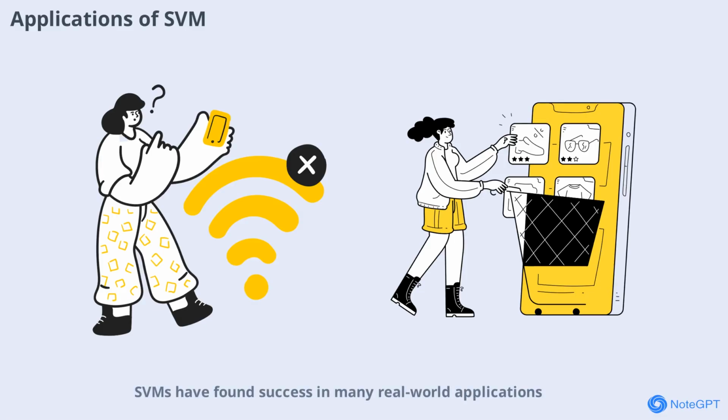SVMs have found success in many real-world applications. They are used for text categorization, image classification, handwriting recognition, and even medical decision support. The ability to handle high-dimensional data and avoid overfitting makes SVMs especially useful in fields like bioinformatics and information retrieval. Choosing the right kernel and optimization strategy is key to unlocking the full potential of SVM in these diverse domains.